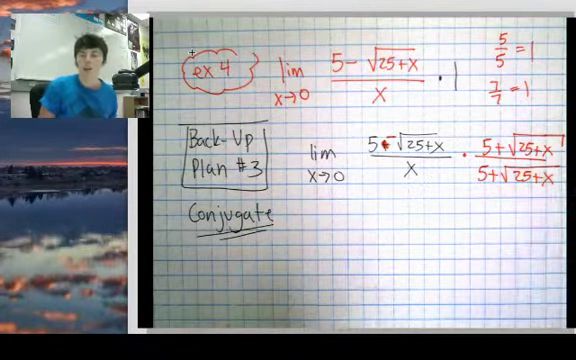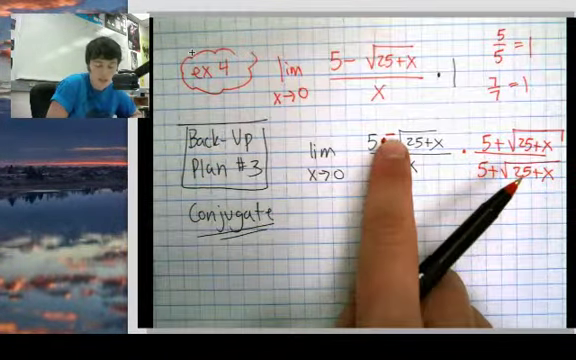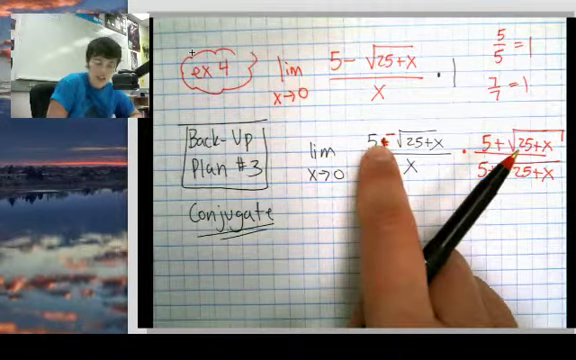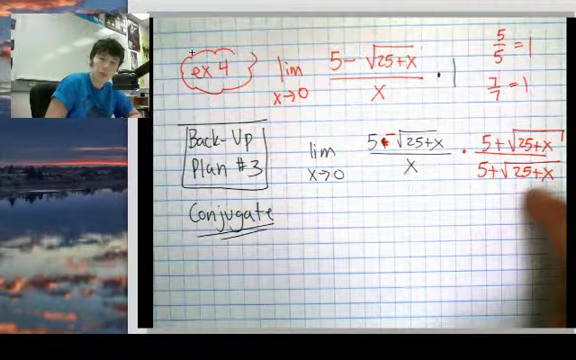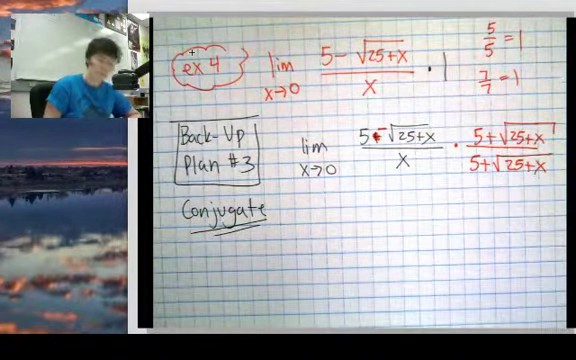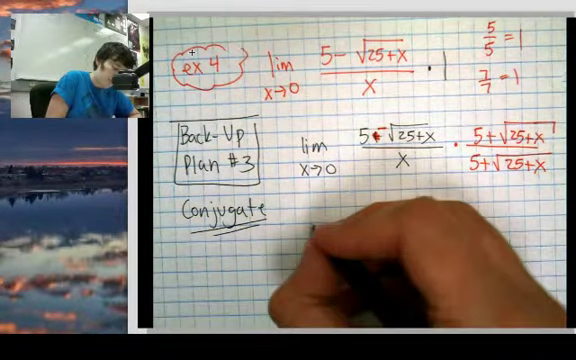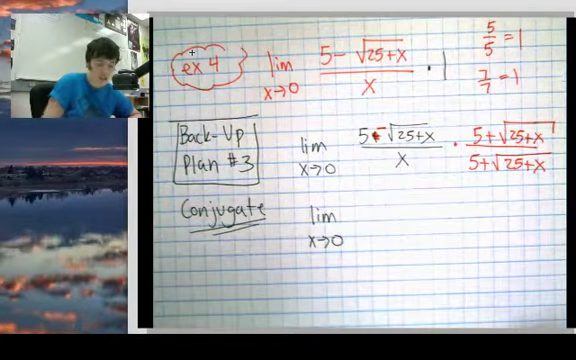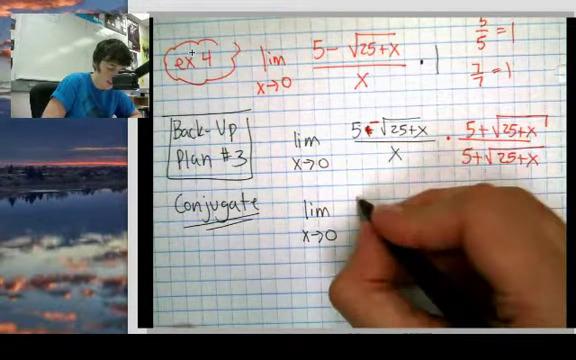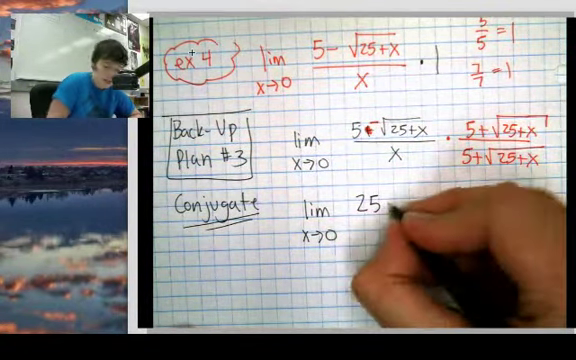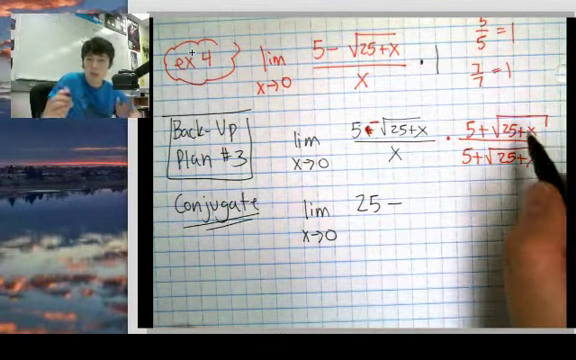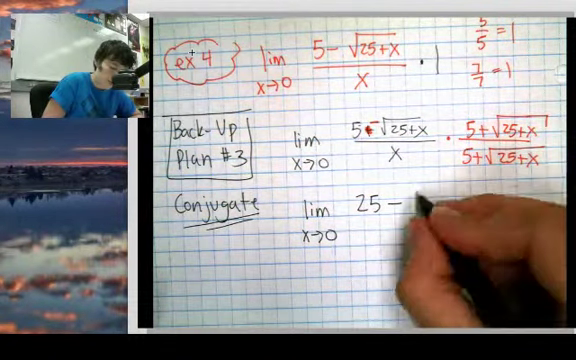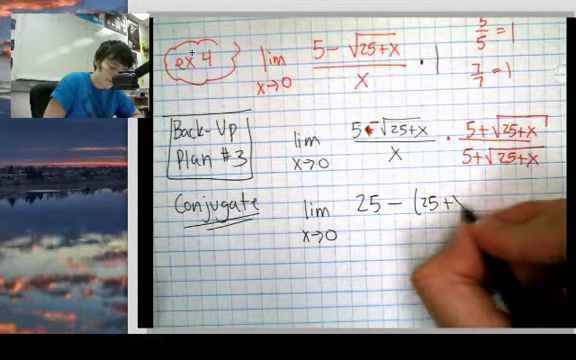We call this thing the conjugate. It's the opposite of what was here. It's a plus sign instead of a minus sign. The whole fraction equals 1. But watch what happens. I'm going to multiply all this out. Limit as x goes to 0. I'm going to multiply the 5 by 5 and get 25, minus the square root times the square root. Those are going to cancel, so it's just going to be 25 plus x.